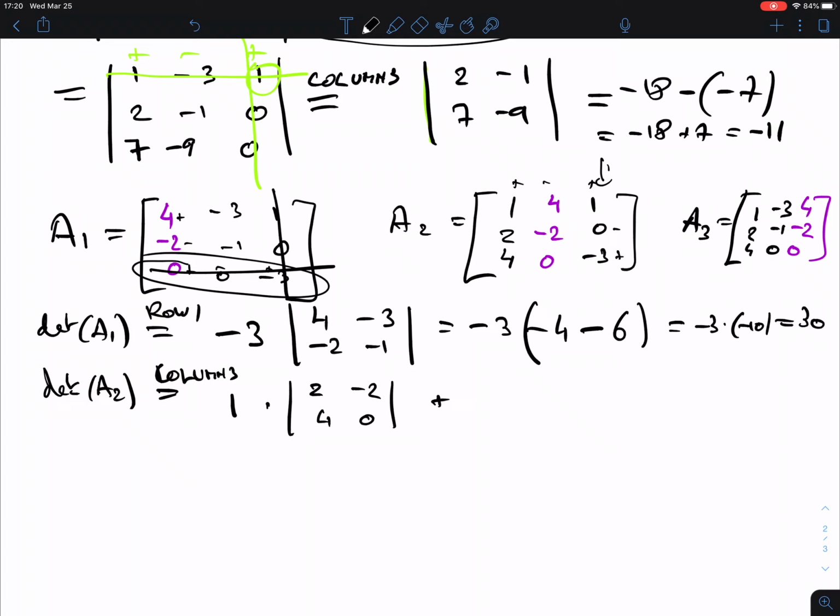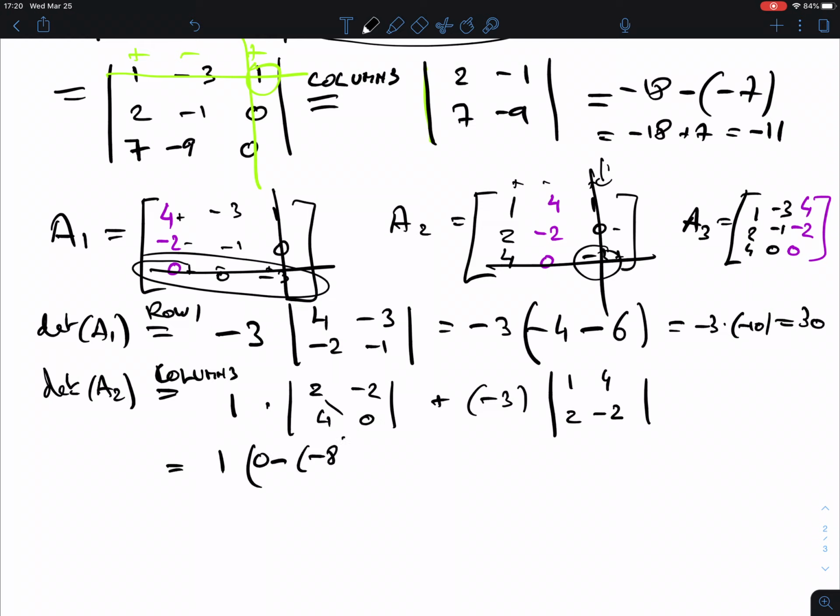Minus, plus, plus. Now this element, negative 3, times what's left, 1, 4, 2, negative 2. Okay, so that is 1 times, that's a 0 minus 8, plus negative 3 times negative 2 minus 8. So that is plus 8, plus, and here this is minus 10 times minus 3, that's plus 30, so 38.